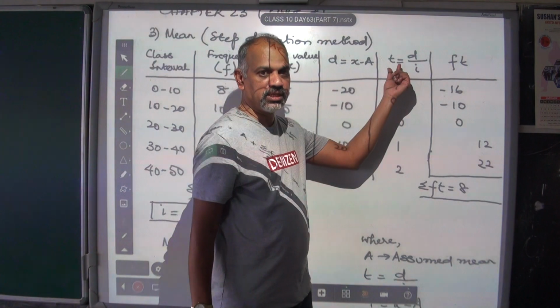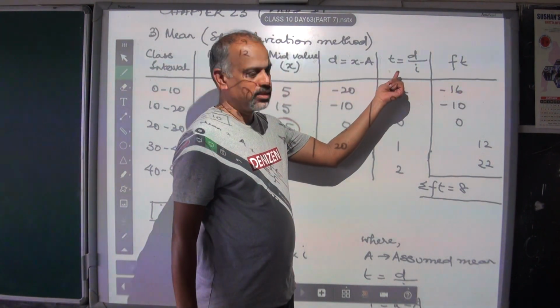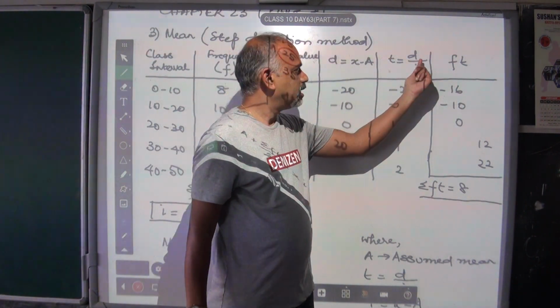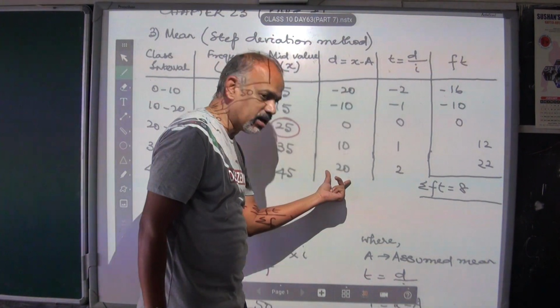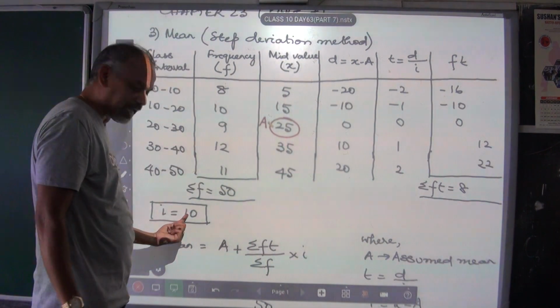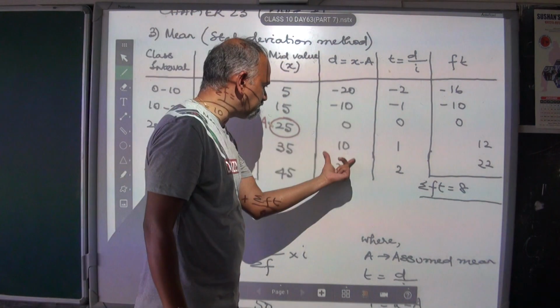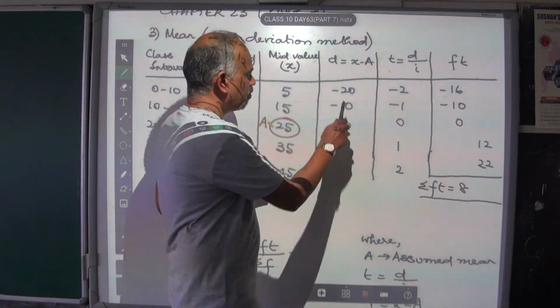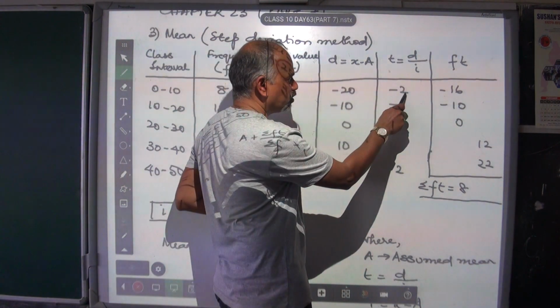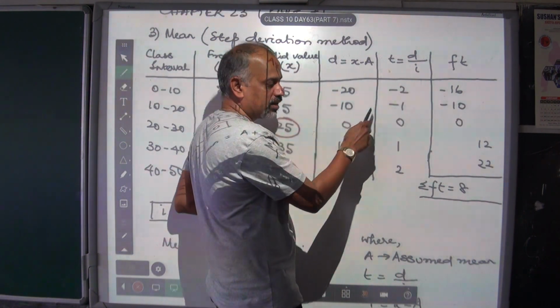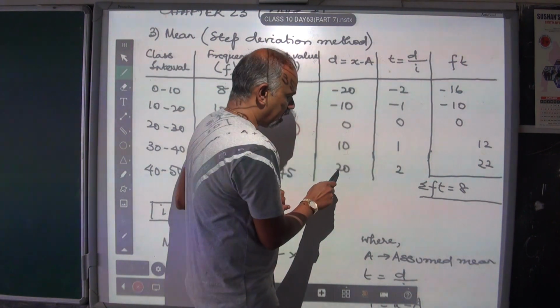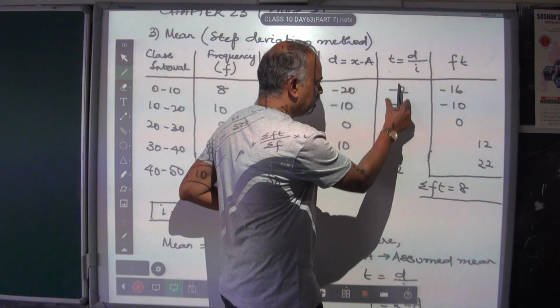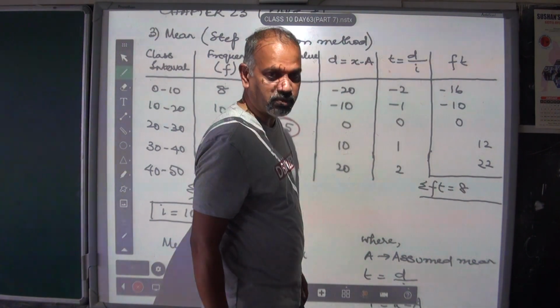Our next column is finding T. T you get by dividing D with I. You know D values, these are the D values. And I value I have written here is 10. So divide all these which are here by 10. So minus 20 divided by 10 is minus 2. Minus 10 divided by 10 is minus 1. 0 by 10 is 0. 10 by 10 is 1. And 20 by 10 is 2. So these are your T values.